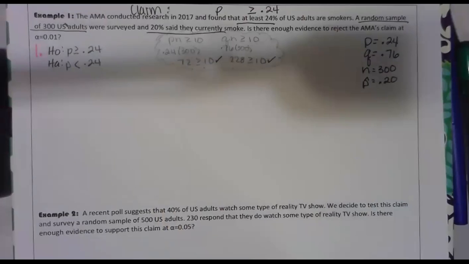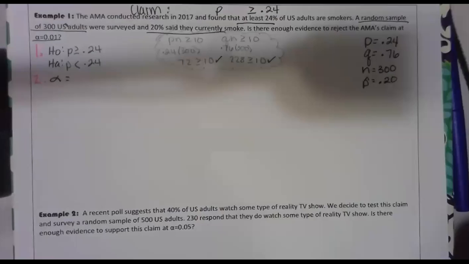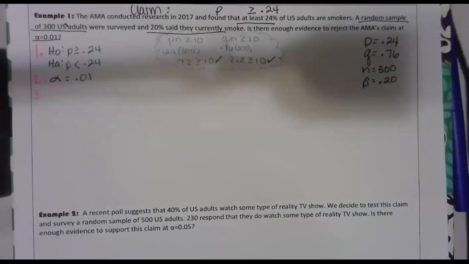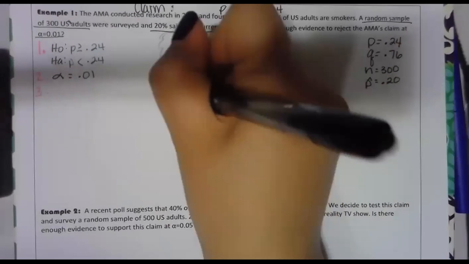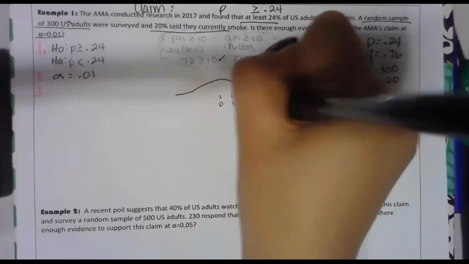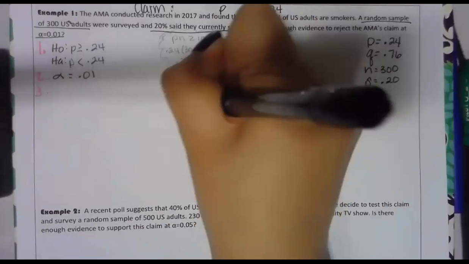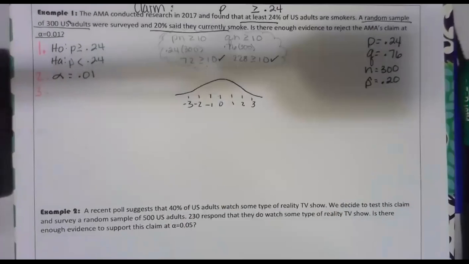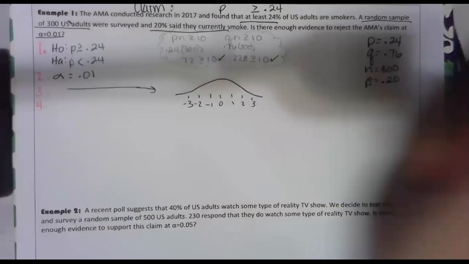All right, to keep going, the next step is to identify your significance level. It's right here: alpha equals 0.01. So you want to test that claim at 0.01. Then your third step would be to draw this over here. Okay, so let's draw this: 0, 1, 2, 3, -1, -2, -3. Okay, it's drawn. I drew it over here. All right, so then step number 4, find your critical values.